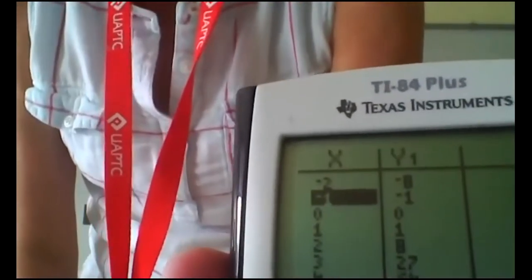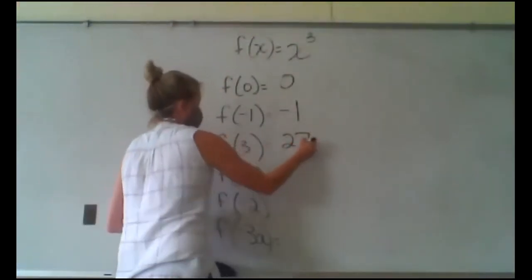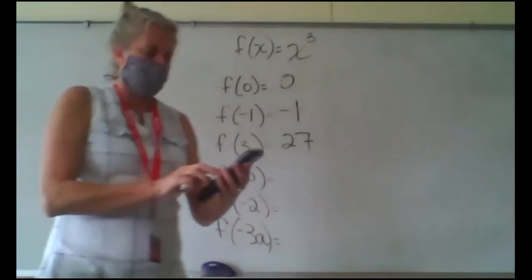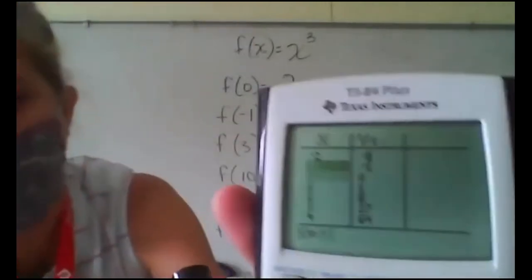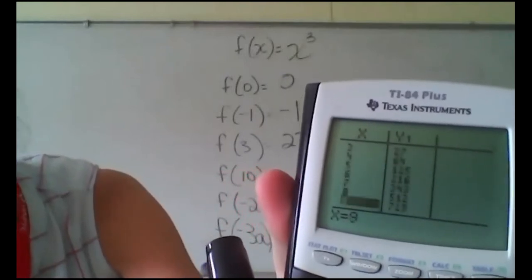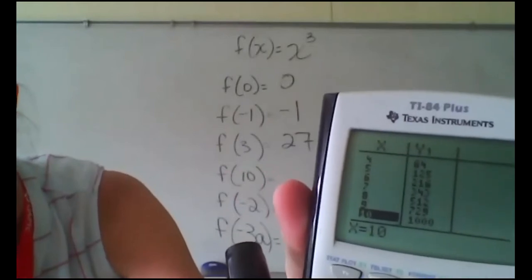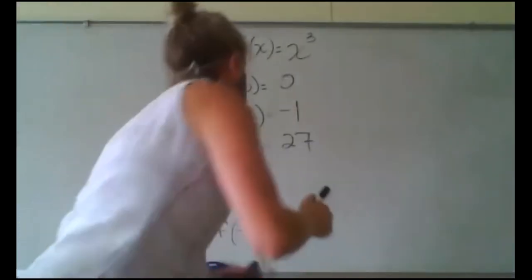Sorry. When I replaced the x with 3, what did it give me? It gave me 27. Then you can scroll down to where x is 10. 8, 9, 10. So when x is 10, what is its y? It's 1,000.